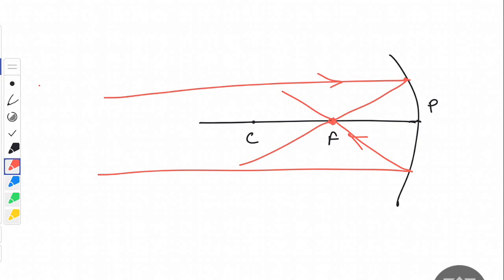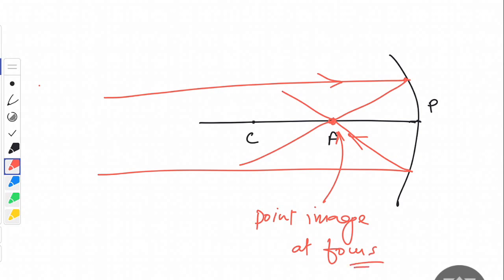So the object will form what image? It will form a point image at focus. This one I did not ask you because that's pretty obvious, so I'm just going to tell you this one. The more difficult ones I'm going to ask.